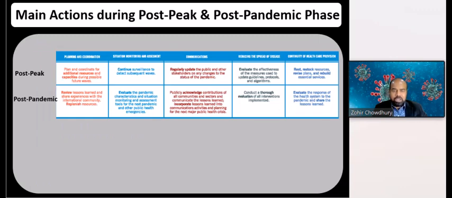The main actions during post-peak and post-pandemic periods are shown in here. In general, actions during the post-peak period focus on addressing the health and social impact of the pandemic, as well as preparation for possible future pandemic waves. The focus of the post-pandemic period is restoration of normal health and social functions, while addressing the long-term health and social impact of the pandemic.